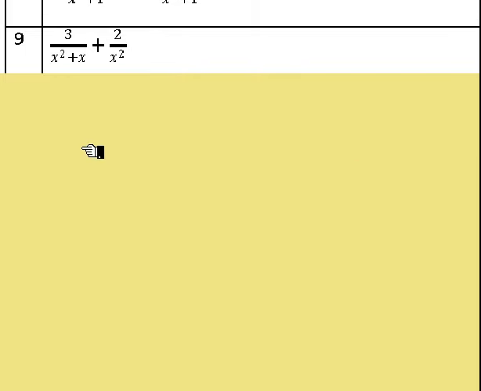In number 9, we're adding, and we have to get a common denominator. In order to figure out what the common denominator is, we do have common factors. So we're going to factor whichever denominator can be factored. The first denominator, x squared plus x, has a common factor of x that can be pulled out. Factoring will help us find the common denominator, just like we did with ordinary fractions.